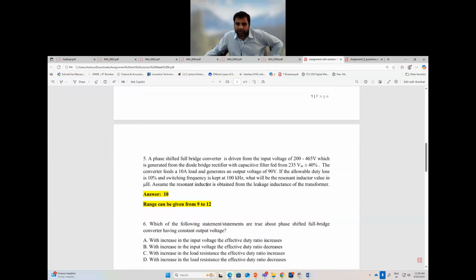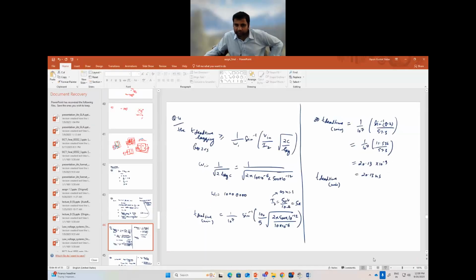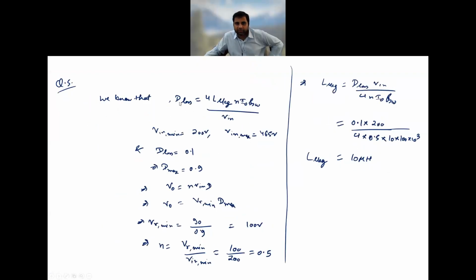Then comes question number 5. In question number 5, we know our formula: D loss is equal to 4 L leakage N I naught F switching by V in. And in this question, our V in voltage is going from 200 volt to 465 volt. That's the variation you have. And it is given that the maximum duty loss which is allowed is 10%. That means the maximum effective duty you can get is nothing but 0.9. That means you can go maximum up to 0.9.